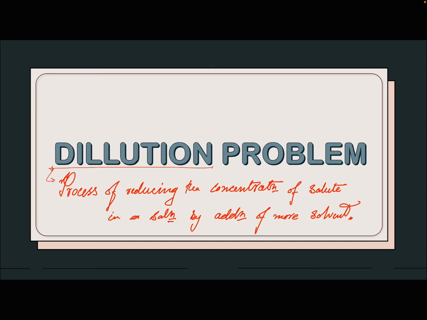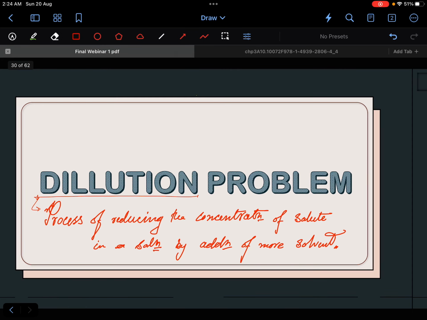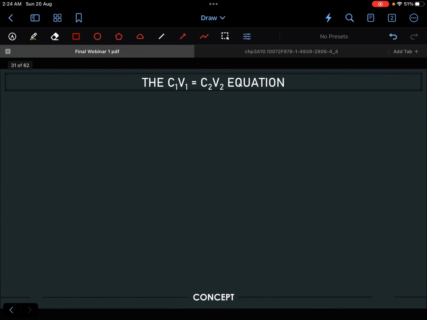Okay, so dilution problem. What is the definition of dilution? That is process of reducing the concentration of solute in a solution. Concentration of solute will decrease in the solution. How it will decrease? By adding the solvent. The basic definition of dilution is this: process of reducing the concentration of solute in a solution by adding more of solvent, right? So एक ही टाइप का आता है इसमें सवाल, C1 V1 equals C2 V2 वाला.